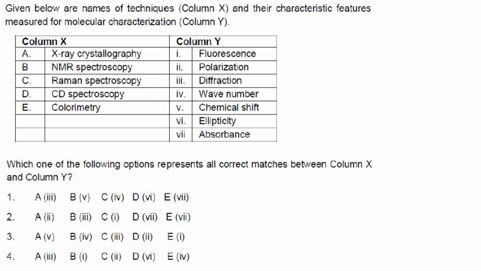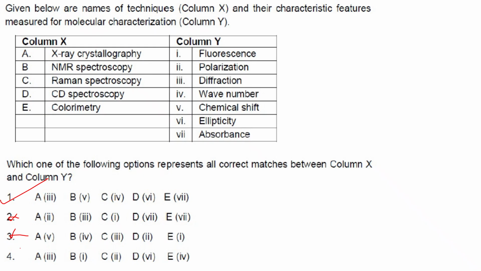Then given below are the names of techniques, that is column X, and in column Y they have given the characteristic features measured for molecular characterization. So you have to match. So the first one is X-ray crystallography. Naturally it is diffraction. So everybody knows that. That means 2 is gone and 3 is also gone. So NMR chemical shift, that also everybody knows. Okay, that itself will give you the answer as 1.